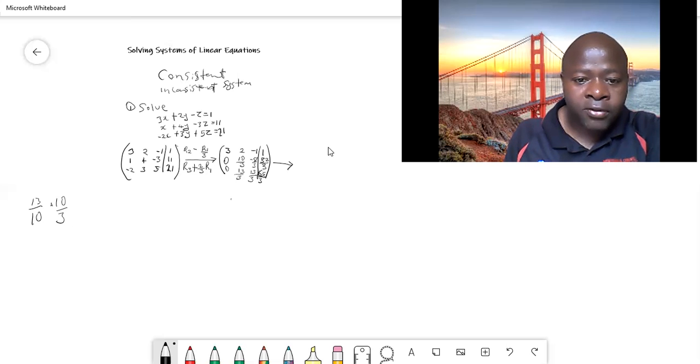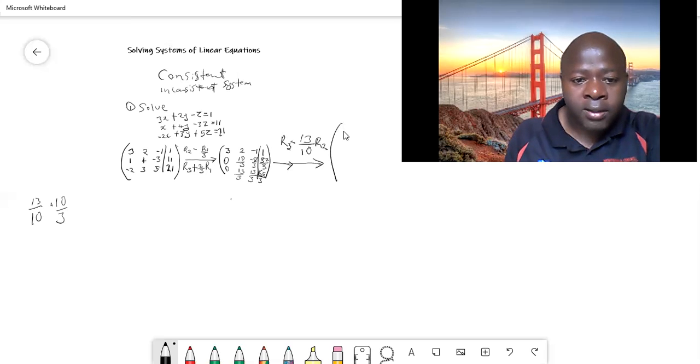So what that means, therefore, is that we are doing that for the entire row. An entire row 2 multiplied by 13 over 10, 13 over 10 times row 2, subtracted from row 3. Subtract that result from row 3. So what do we get?